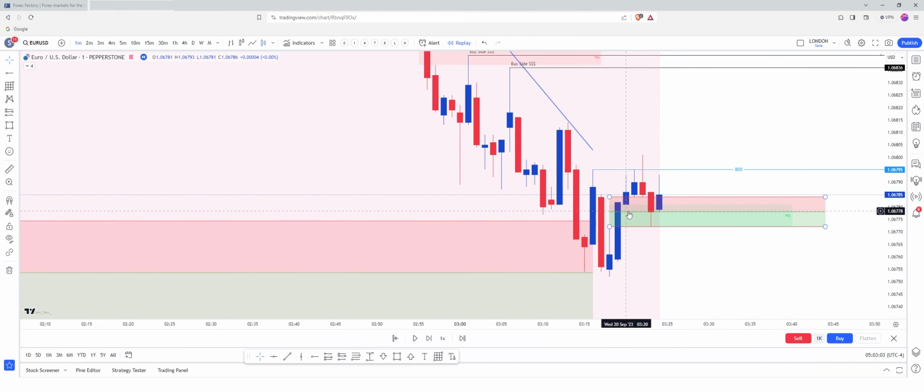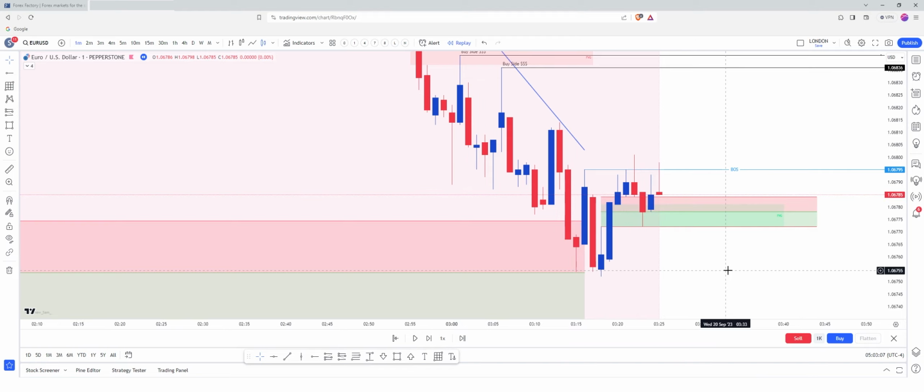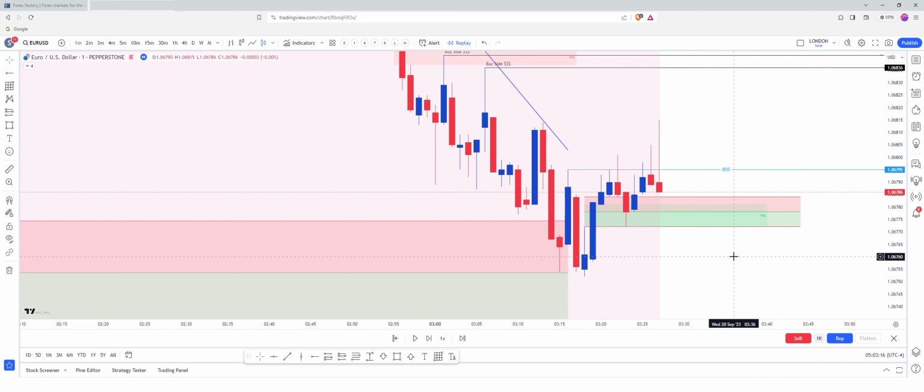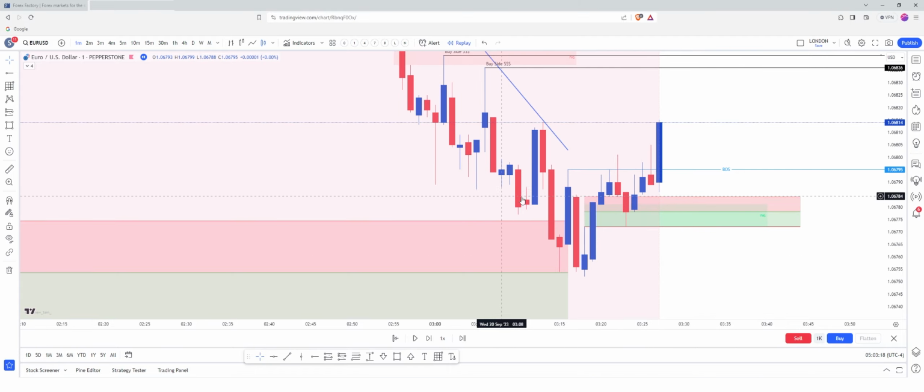Oh, so perfect respect of that 50%, 23 minutes past. So 50% of these fair value gaps has been respected perfectly. That's a good strong reaction. So we've broken out. So we haven't used this as an order block. So now what we've got is we've got another unicorn entry here.